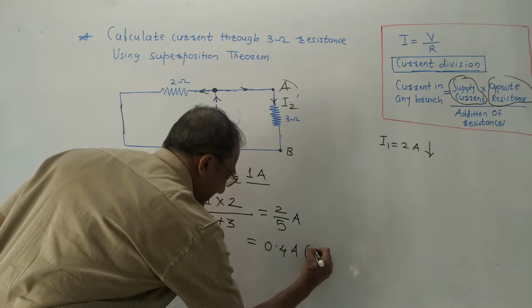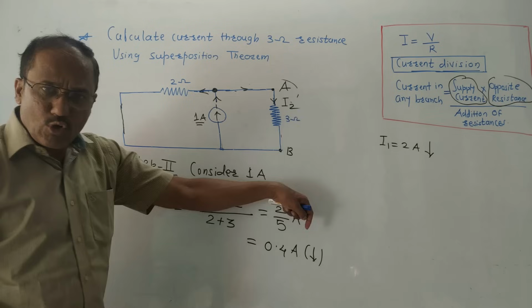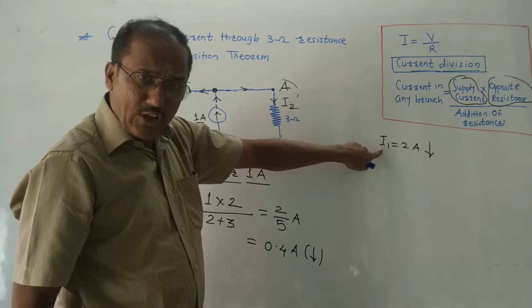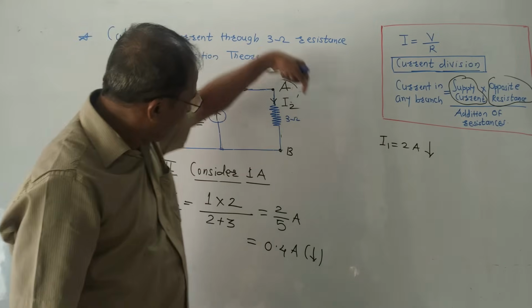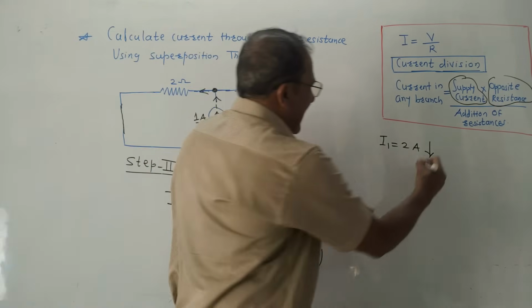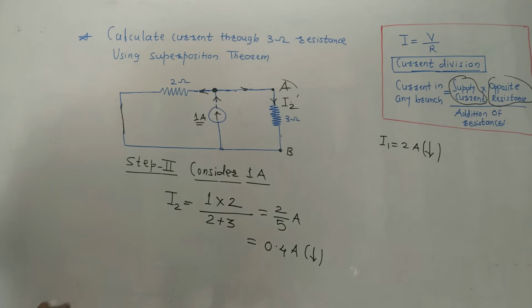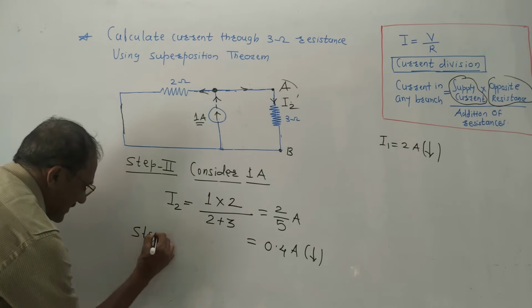I am using a downward arrow. In the exam, you are supposed to mark the direction of the arrow. In the first step, I calculated I1. That time also the current was moving downward, so I marked the arrow like this. Now, this is step 2. Step 3 is very straightforward.